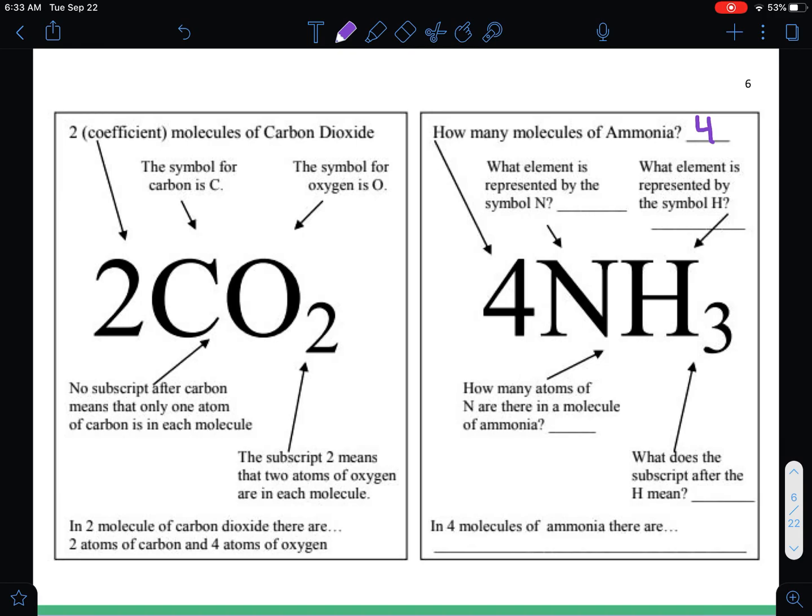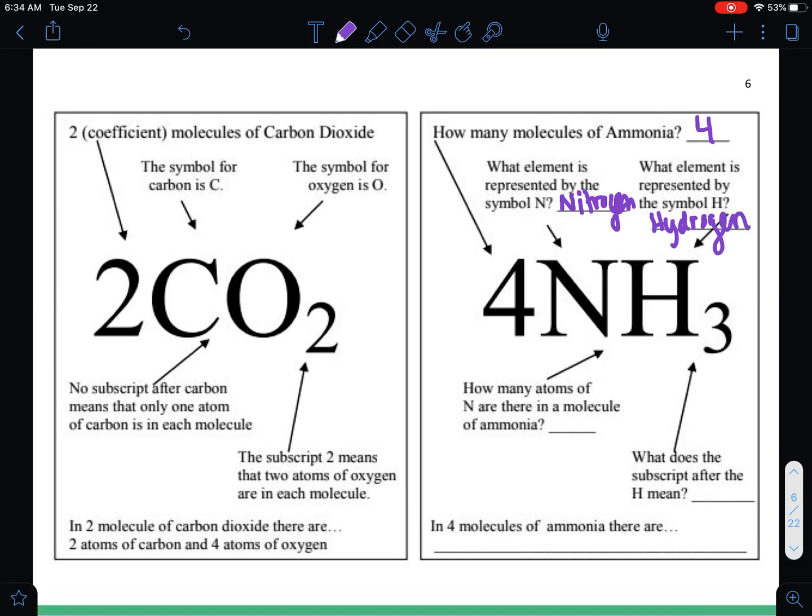What element is represented by the symbol N? If we looked at a periodic table and found N, we would see that that is nitrogen. Oops, my E kind of got lost there. All right, what element is represented by the symbol H? Again, look at your periodic table, find H, and you will find hydrogen.